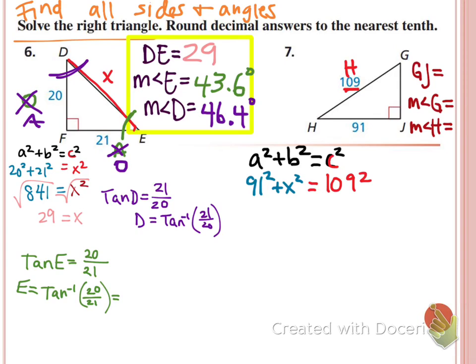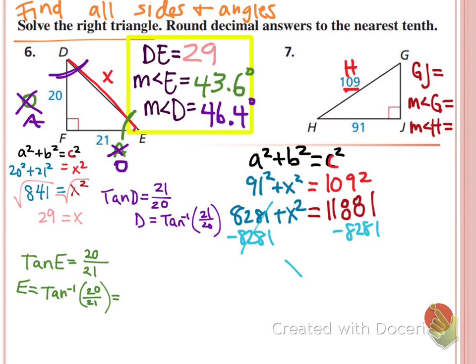What is 91 squared? 8,281 plus x squared. 109 squared is 11,881. Good. Subtract the 8281. X squared equals 3,600. Square root, and x equals 60.